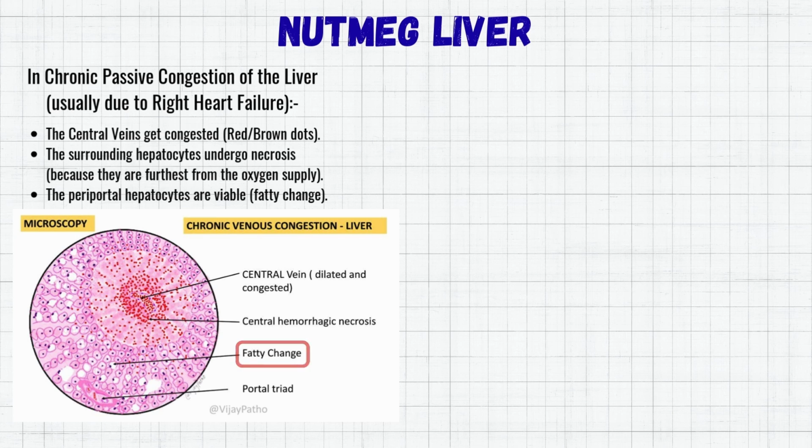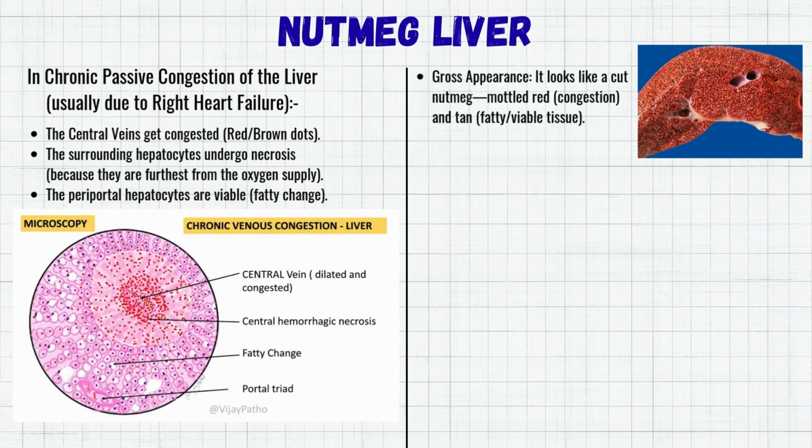This is the fatty change. Gross appearance, it looks like a cut nutmeg or mottled red and tan. The mottled red is the congested part and the tan part is the fatty or viable tissue.